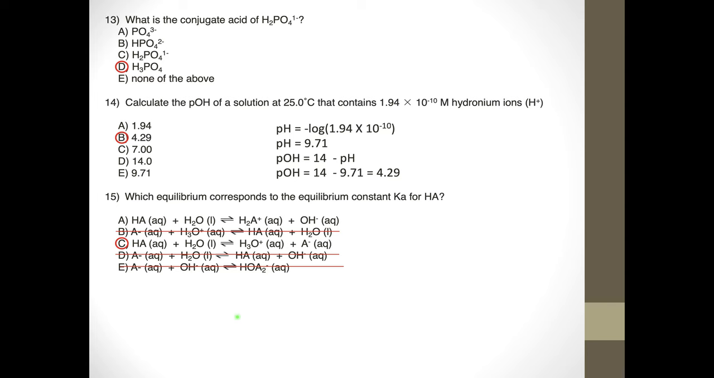Letter C is going to be the equilibrium that corresponds to the equilibrium constant Ka of HA.